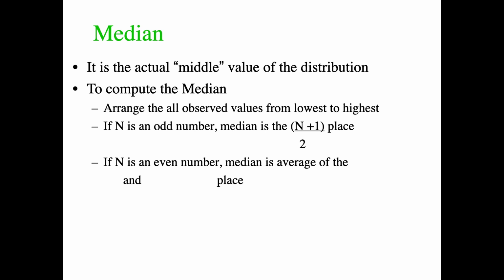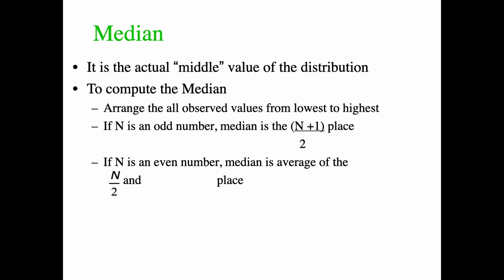So if you want to figure out which one's the median, take the n. Let's say there were 9 people in your sample. You would do 9 plus 1, divide it by 2, and you go to the 5th place. So you would just count down from the lowest, 1, 2, 3, 4, 5. And when you got to the 5th number, that would be the median.